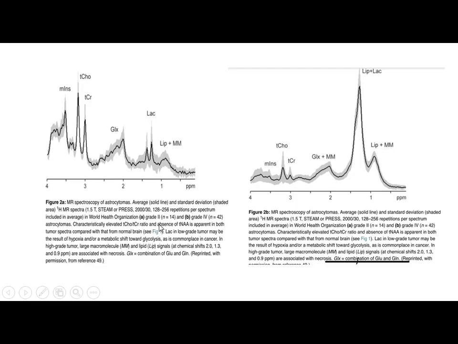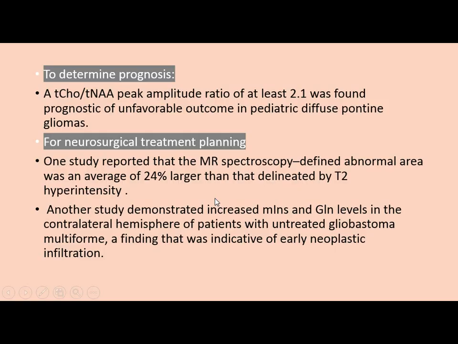And this is an example of low-grade, grade 2 astrocytoma and high-grade astrocytoma. Both are showing elevated choline and absence of NAA. But what's important is here elevated lactate, but here the peak for lactate and lipid is very high. In this case, the elevated lactate is due to hypoxia, but in this case, it should be due to necrosis because it's very high, so it can differentiate between the grades of astrocytoma.